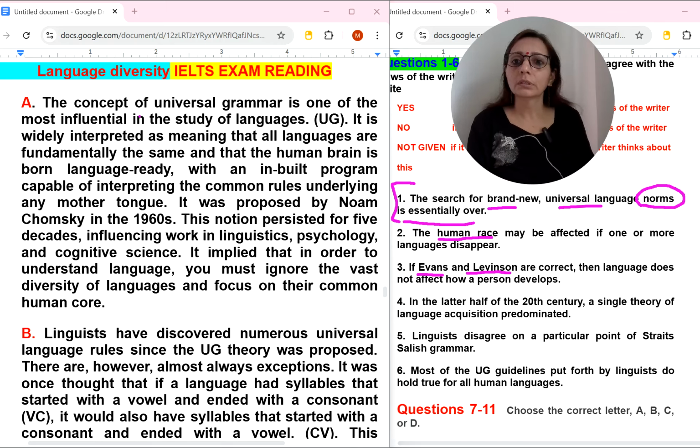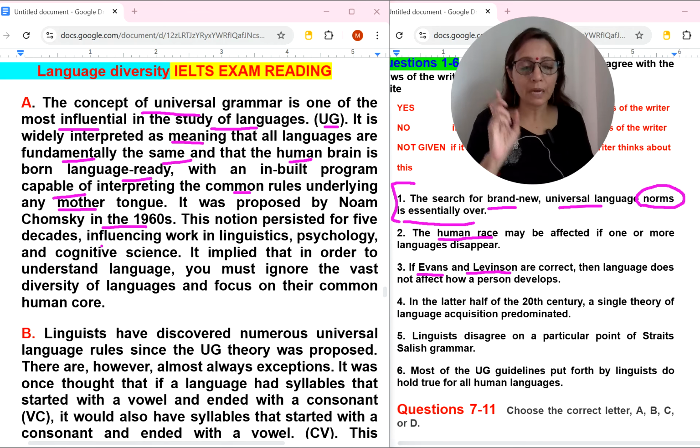Okay, the concept of universal grammar, or UG, is one of the most influential in the study of languages. It is widely interpreted as meaning all languages are fundamentally the same, and the human brain is born language-ready with an inbuilt program capable of interpreting the common rules underlying any mother tongue. It was proposed by Noam Chomsky. Now, a person name is there.